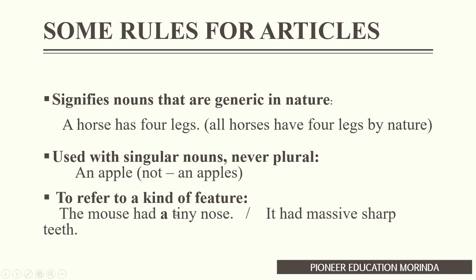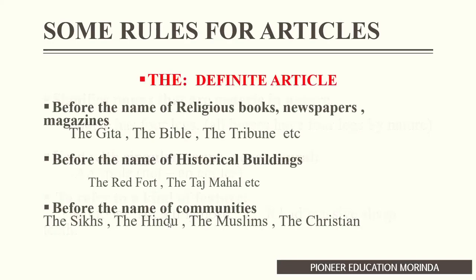To refer to a kind of feature, when we mention the features, we also use a for the singular feature. The mouse had a tiny nose, then we use a. It had a massive sharp teeth. So teeth is plural, so we don't use a here, but the tiny nose is singular, that is why we use a here.